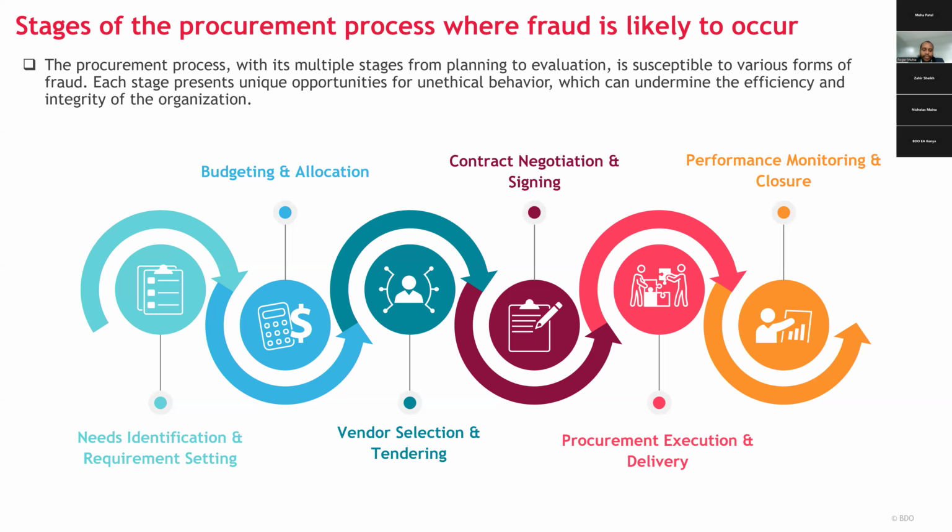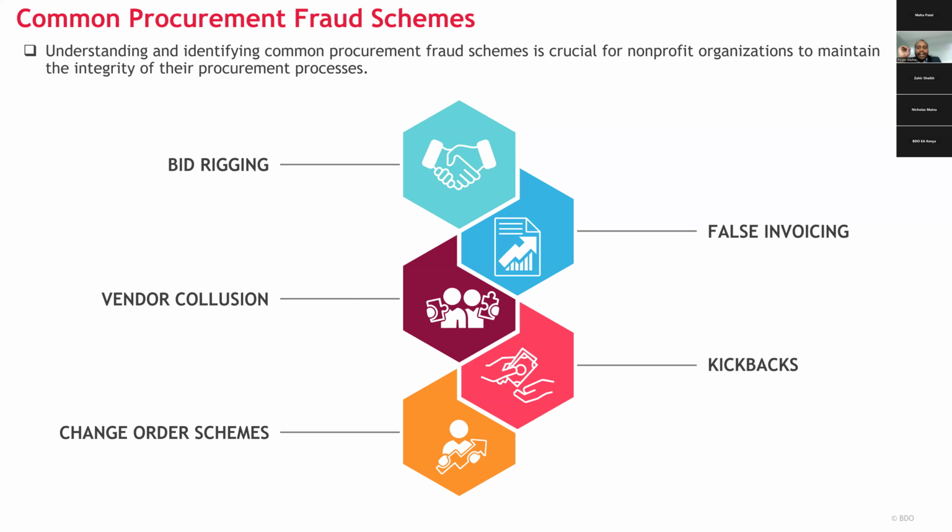I think now let's quickly run through some common procurement fraud schemes. So understanding this is obviously very crucial to maintain the integrity of your procurement process. So let's look at some of the most prevalent schemes that we have seen in procurement. The first one is bid rigging. So bid rigging occurs, as I talked about before, when businesses collude to eliminate fair competition in the bidding process, simply put. So this can take several forms.